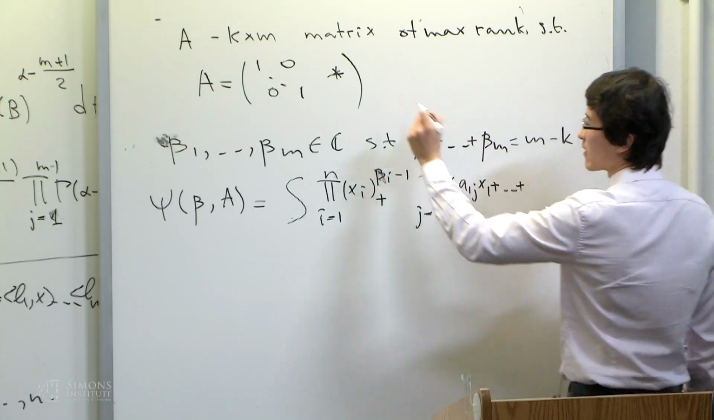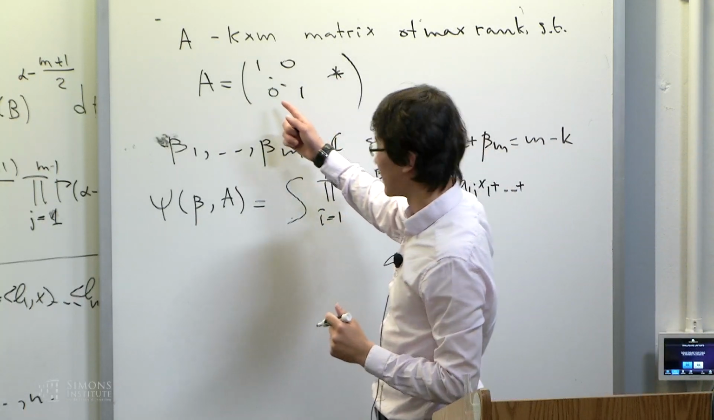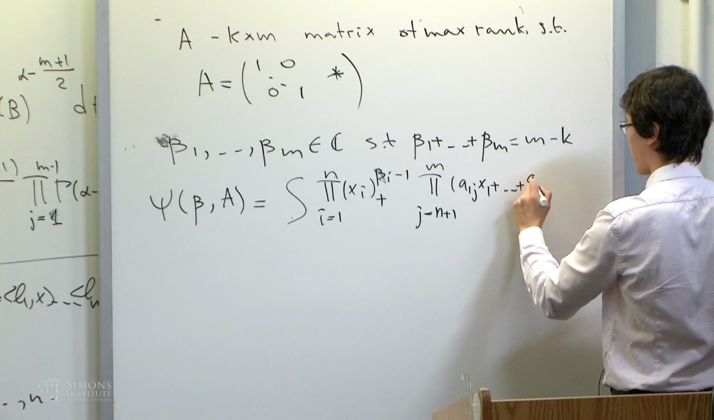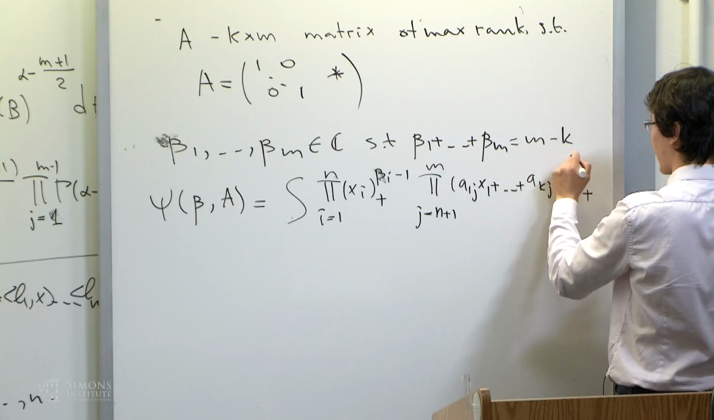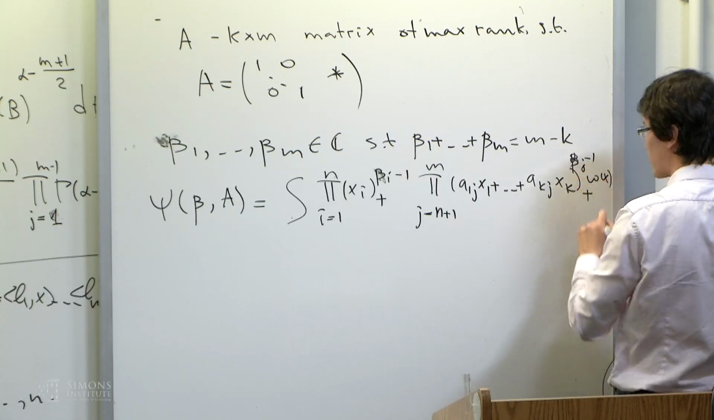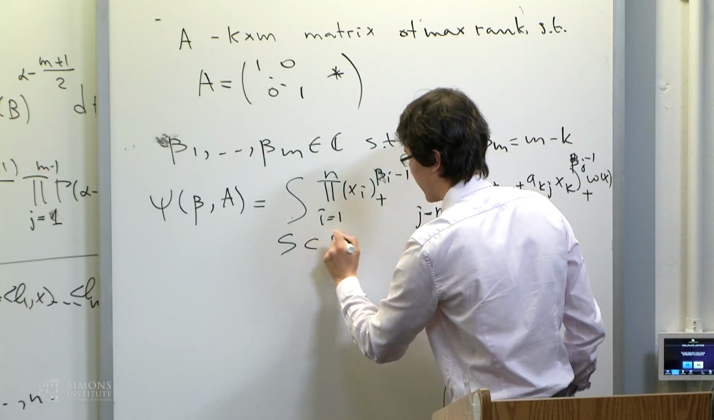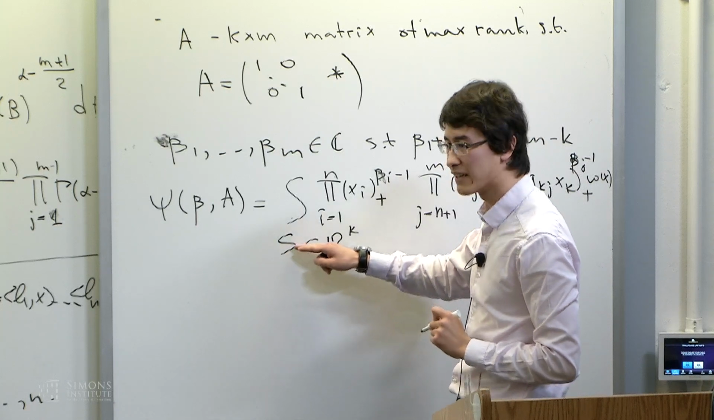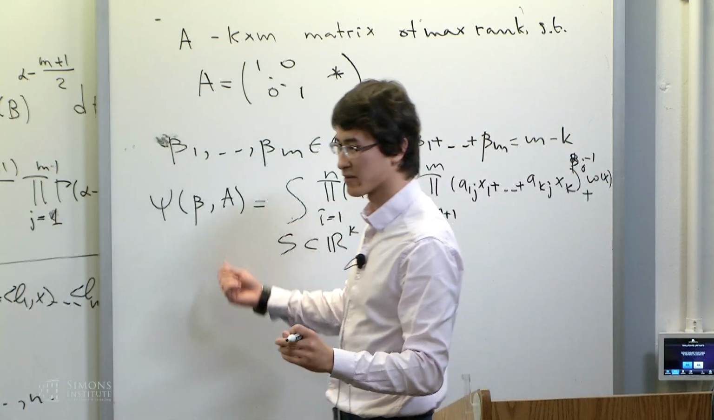So my matrix A has k many rows, and these k rows define k many linear forms. I take the linear forms defined by these rows, take their positive part, and raise them to the power bj minus 1. And I integrate against some differential form over the unit sphere in my space Rk. In fact, it doesn't matter what surface I take. It should just encircle the origin and intersect each row once. So for example, a sphere.